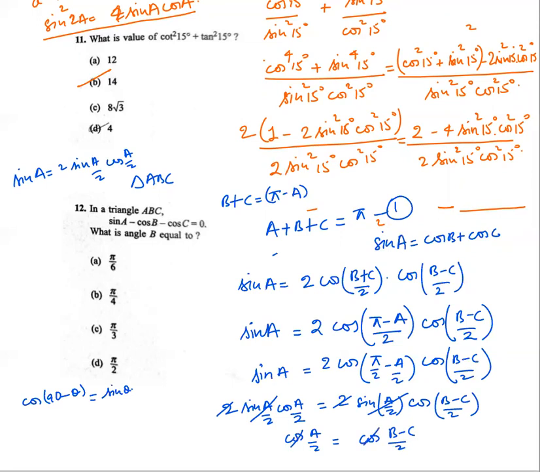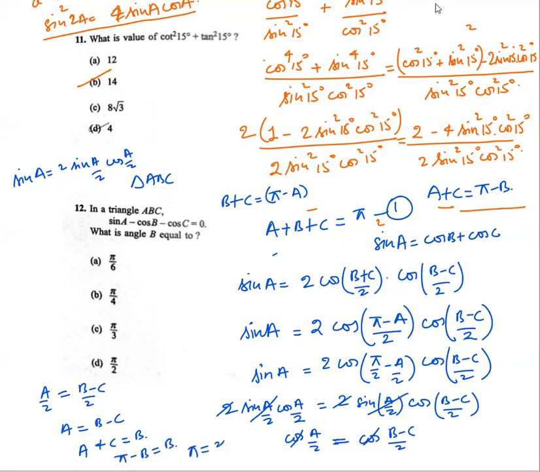So I can compare the angles, because cos of this angle equals this. Therefore, we can say A by 2 will be equal to (B minus C) by 2, or A equals B minus C. Therefore, we got A plus C is equal to B. Now, what is A plus C? A plus C is nothing but pi minus B, from equation 1. So we have pi minus B equals B, or pi equals 2B, or B is equal to pi by 2. So option D is correct. Pi by 2 is the correct answer.